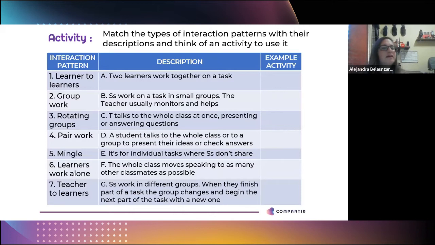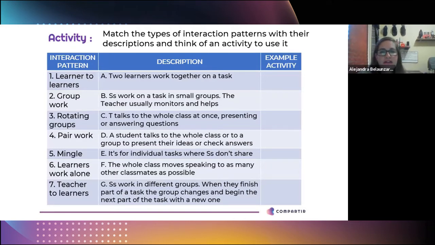Yes, we call it pair work, okay? And what would be an example activity of this? At what point of your class it's good for you to use pair work? In dialogues or in a conversation? In a role play or an interview? Okay, yes, those are good moments to work in pairs.